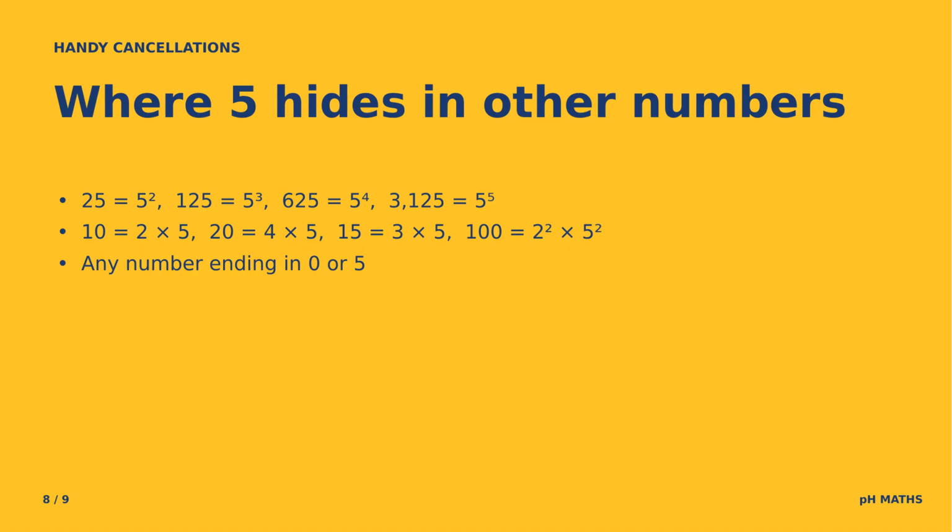Where 5 hides: 25 is 5 squared, 125 is 5 cubed, 625 is 5 to the 4th, 3125 is 5 to the 5th, 10 is 2 times 5, 20 is 4 times 5, 15 is 3 times 5, 100 is 2 squared times 5 squared, and any number ending in 0 or 5 has a 5 tucked inside it. Cancel it down aggressively.